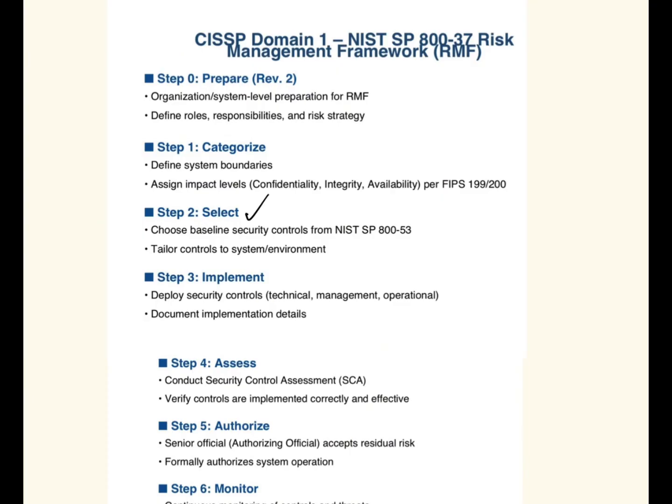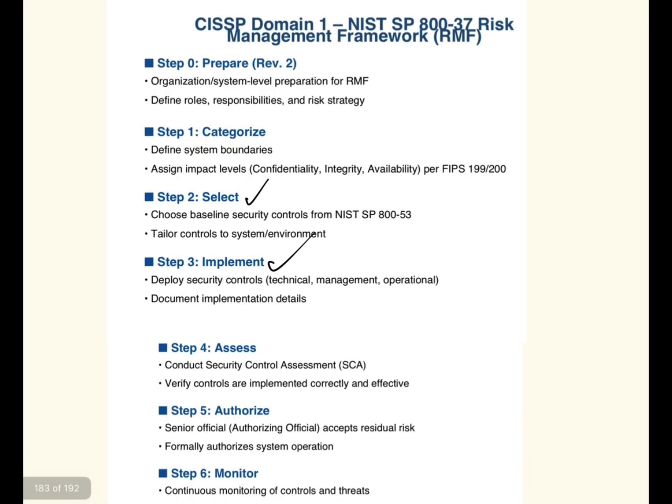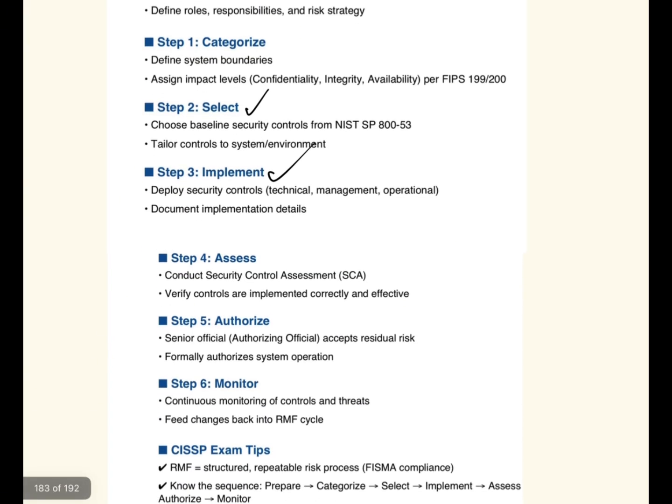Step three is implement. Deploy security controls: technical, management, operational. As we know, there could be different types of controls. Document implementation details. Actually put those controls in place and document how you did it. Controls only matter if they're real and verifiable. It's like actually installing the locks and writing down which key goes where, right? So proper documentation.